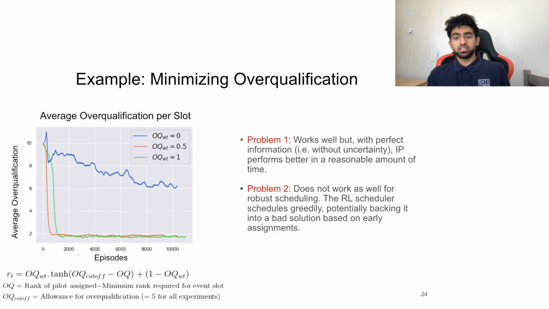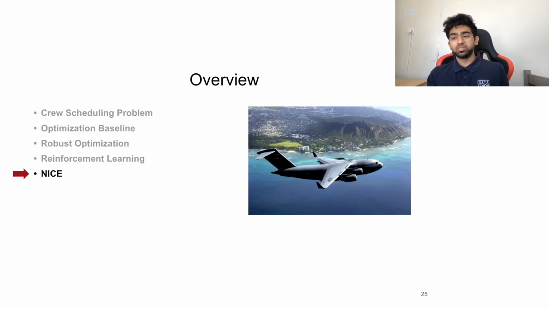The RL agent schedules greedily, where it assigns a pilot after taking a look at the current slot. It cannot backtrack its decisions, which means that any poor decision in the initial steps of the episode can cause issues in the future stages. But it's clear that the RL agent is learning something, and we want to utilize that. This is where we introduce our main contribution called NICE, and I'll hand it over to Luke to talk more about NICE.